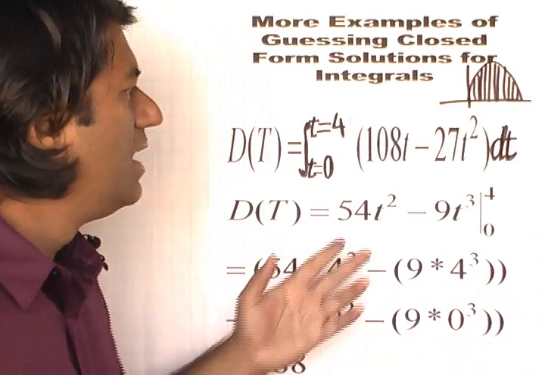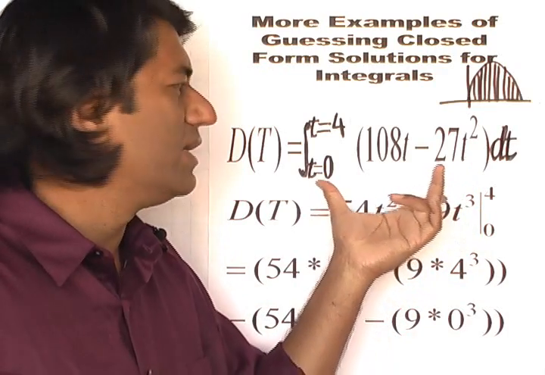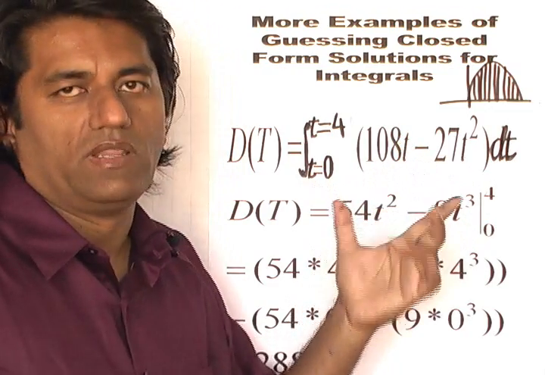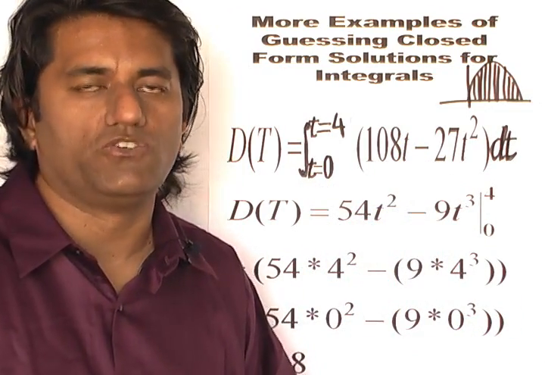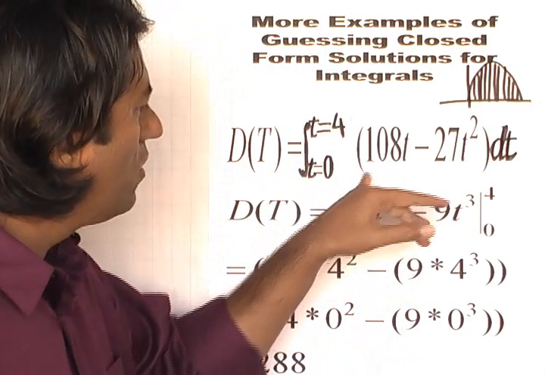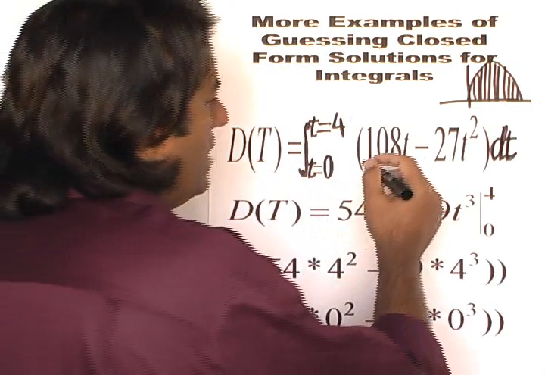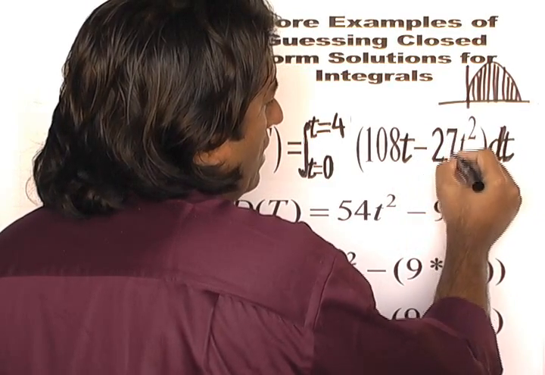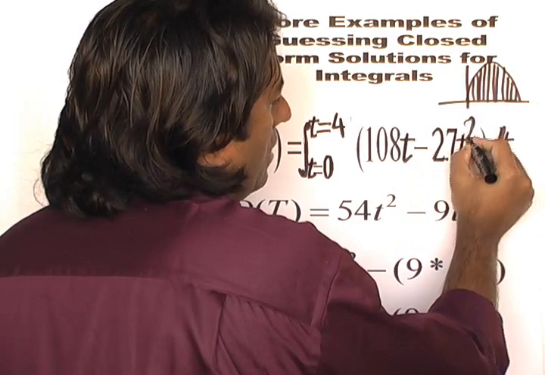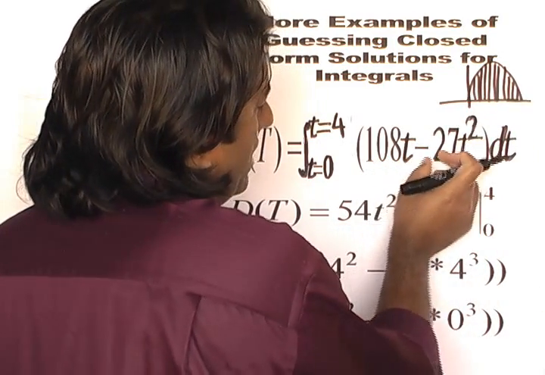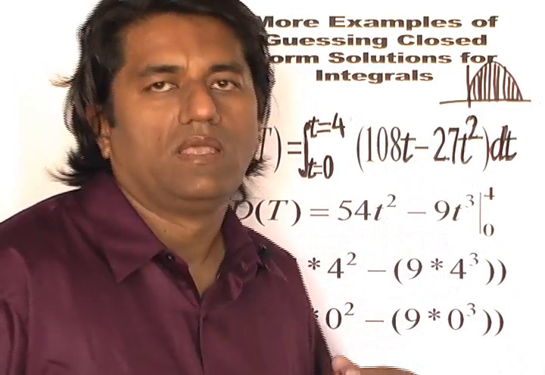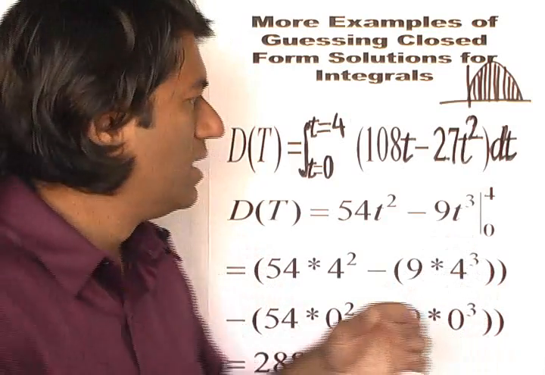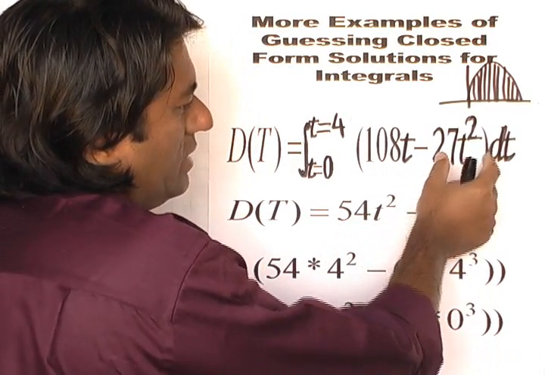And what I would like is to have an analytical solution to this integral, a closed form solution. Now, if you look at this, it is 108t minus 27t squared. As there is this negative sign here, I can split this into two parts: the integral of this minus the integral of this.